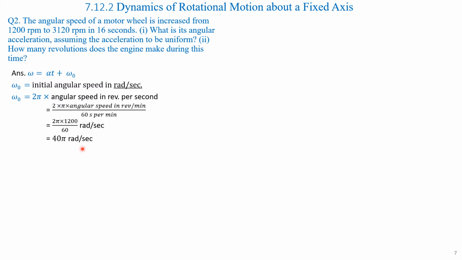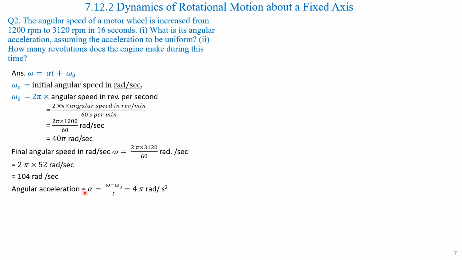Please go and calculate it very meticulously, step by step. The final angular speed in radians per second, omega, is equal to 2 pi into 3120 divided by 60. Using this relation, we convert the given speed 3120 rpm into radians per second. Simplifying, we get 2 pi into 52 radians per second, that is equal to 104 pi radians per second.